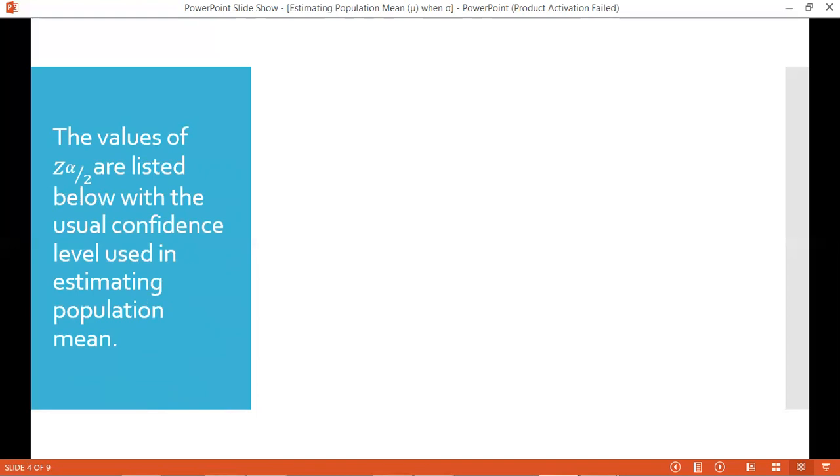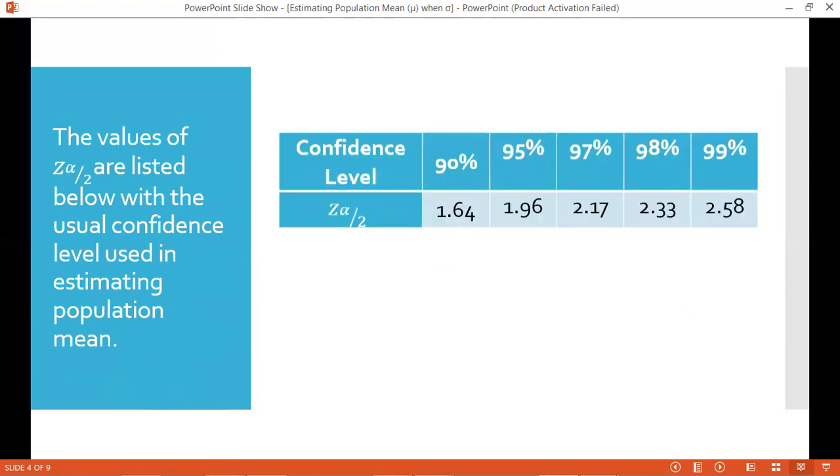The values of z sub alpha over 2 are listed below, with the usual confidence levels used in estimating the population mean. Here are the most commonly used confidence levels and their equivalent values. If the confidence level is 90%, then z sub alpha over 2 is 1.64. For 95% you have 1.96, for 97% you have 2.17, for 98% you have 2.33, and for 99% you have 2.58.